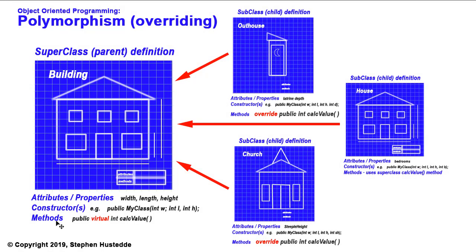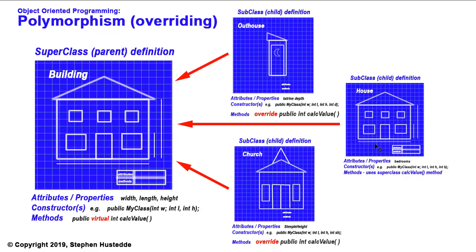I might create a method inside my building class that specifies how to calculate the value, and I can make that a virtual method and allow it to be overridden in one or more of the subclasses. Here the outhouse class overrides that calculation, whereas the church subclass overrides it, maybe with a different method to calculate the value.